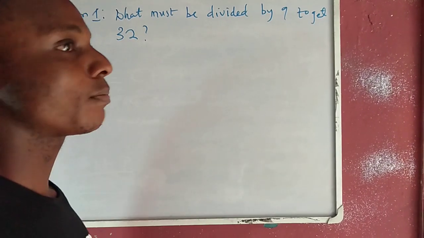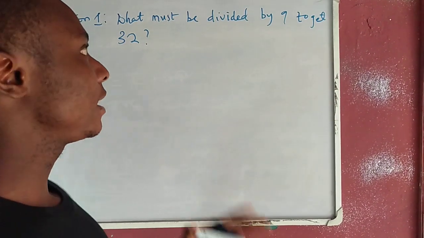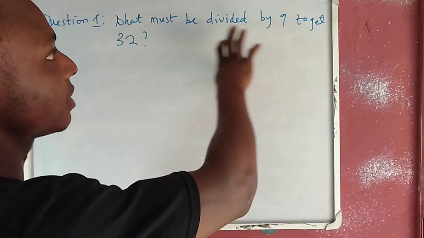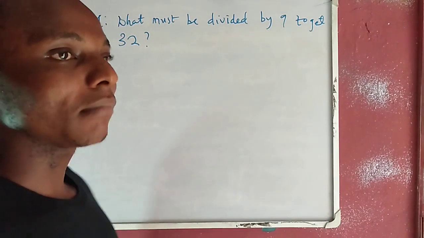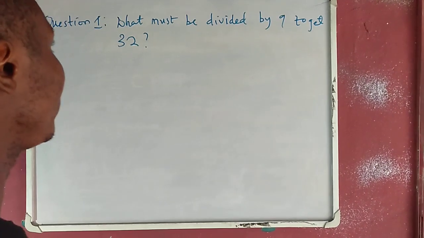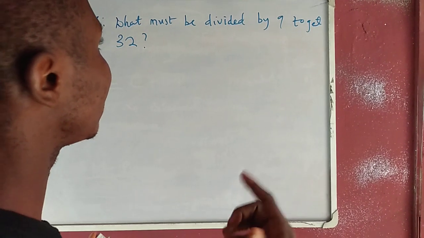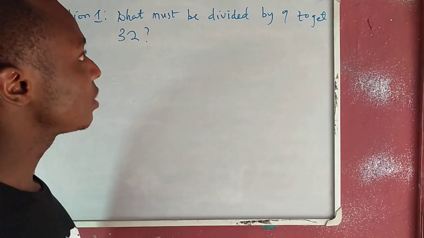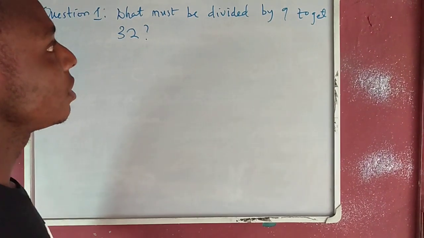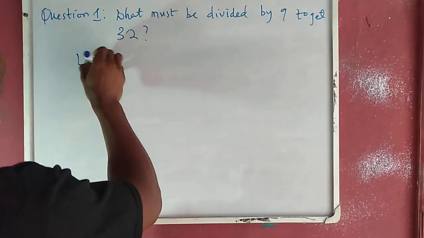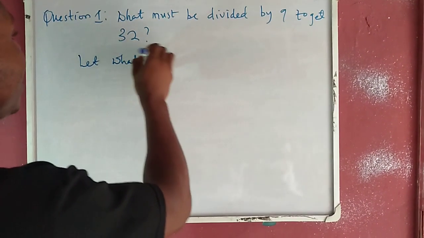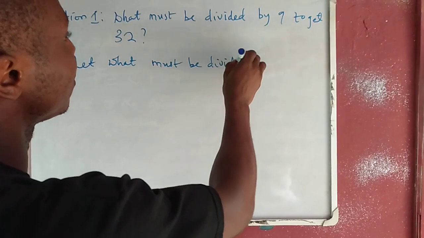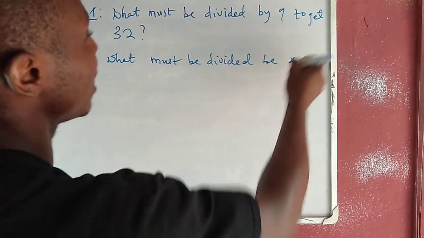how to solve this problem. Because basically, in this problem, what you're expected to do is to try to express the words in a given mathematical expression. So you're being asked what must be divided by 9 to get 32. So you don't really know what must be divided, and hence you say let what must be divided be X.